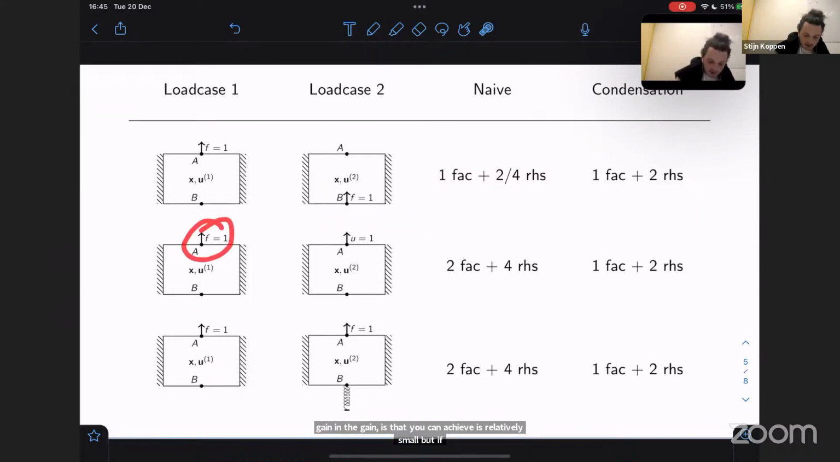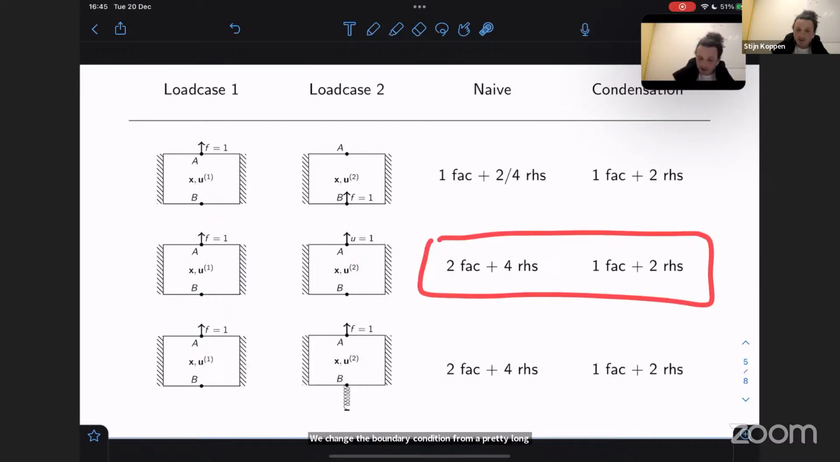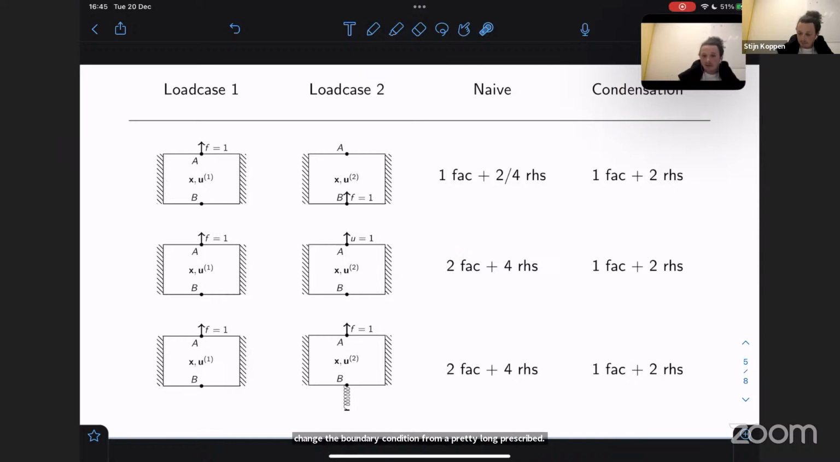But if we change the boundary condition from prescribed to non-prescribed, we see that we get approximately 50% gain by applying this method. In the same case, if we do in both cases have an applied load, but we modify the stiffness matrix, for example, by adding stiffness from an external piece that we're interested in, that would also require 2 factorizations. And if we apply the condensation approach, it's only a single factorization. So again, approximately a gain of 50%.